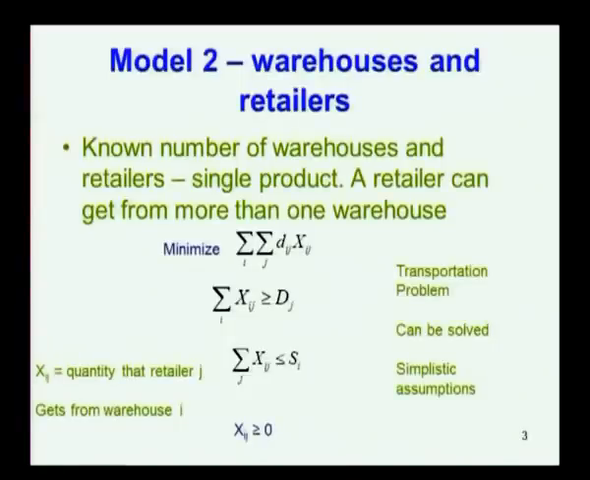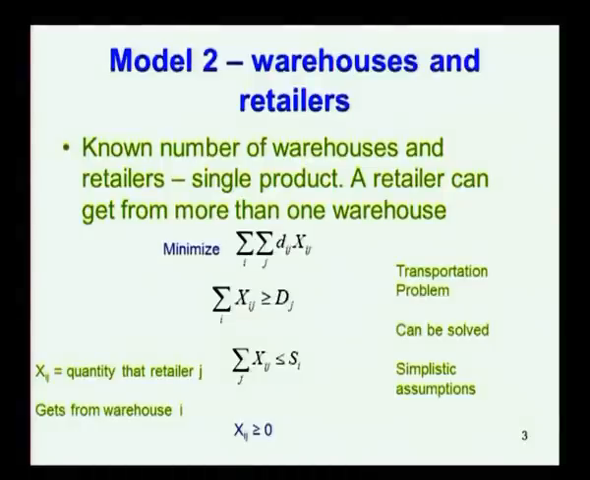So, model 2 is actually a simpler version than model 1 in terms of assumptions, where a retailer can also get from more than one supply, and in terms of solution because it becomes a straightforward transportation problem which is simpler to solve than the generalized assignment problem.